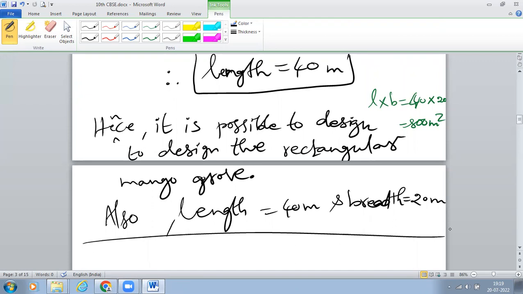So it is not the groove, it is not a tray, it is a place where we plant the mango trees. That is called a mango grove.